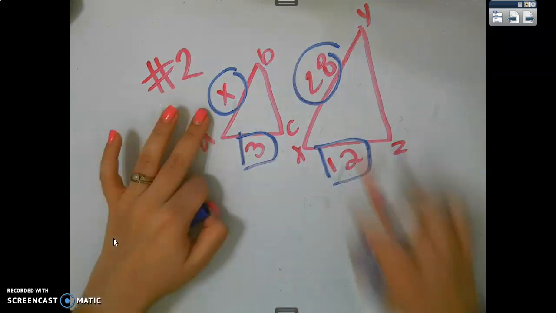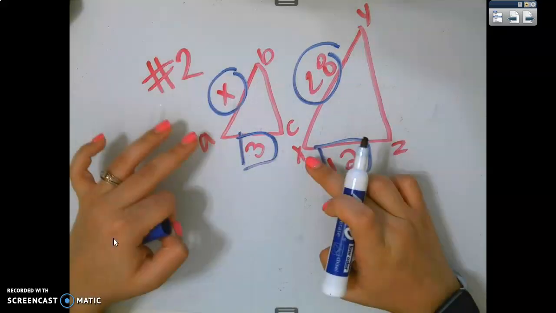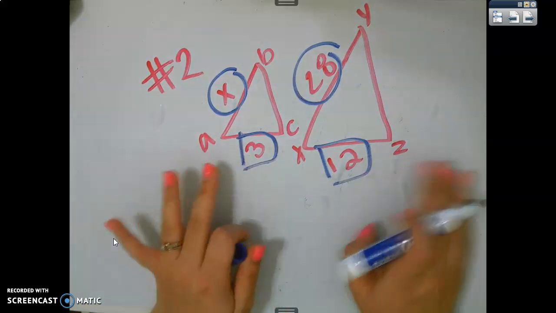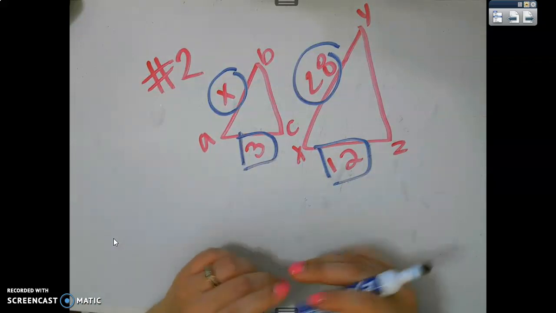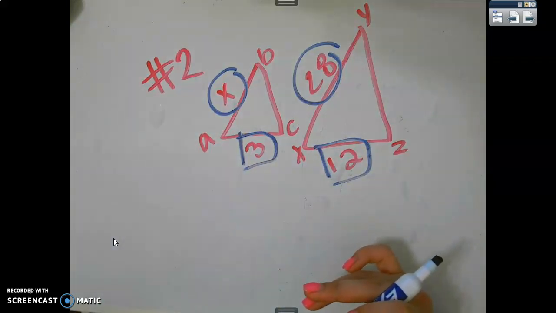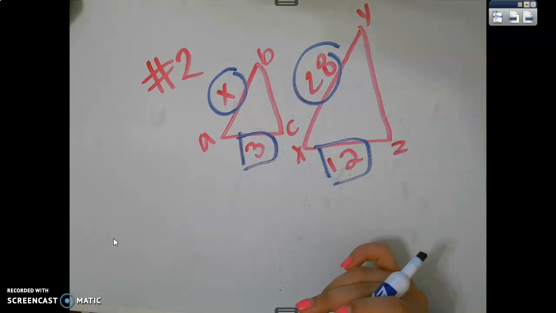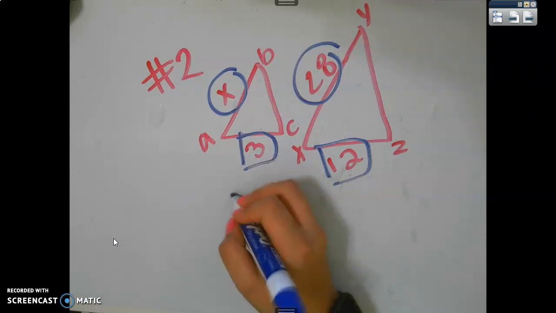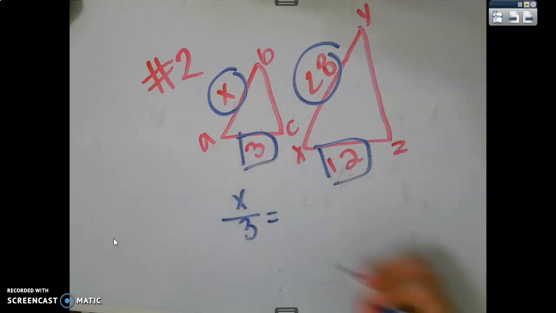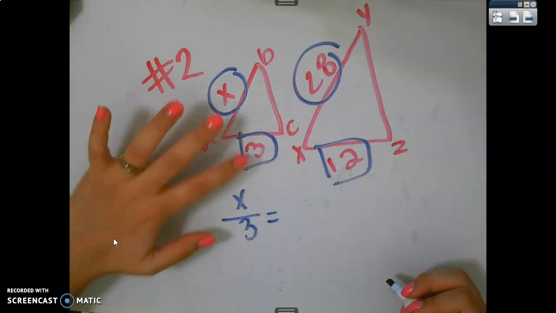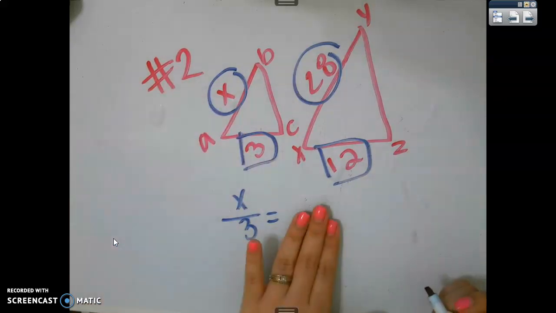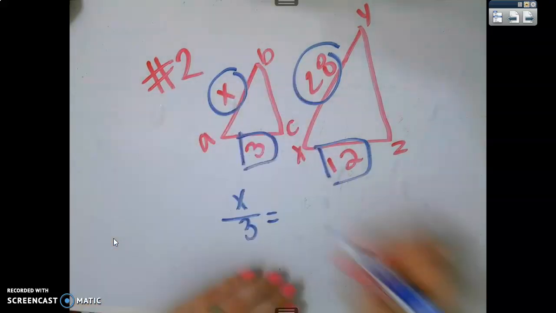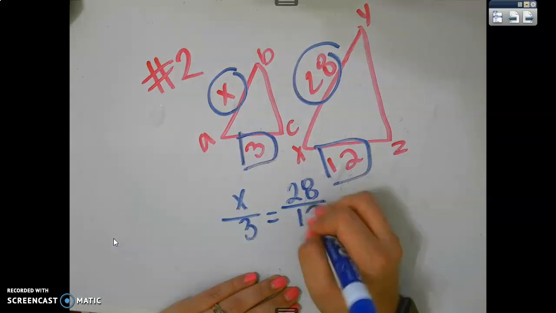Now you have your circle, circle, meaning that these two sides match, and then you have your square, square, meaning that these two sides match. They're corresponding sides, okay? Remember that they have to have the same scale factor. They will have a proportional relationship. I'm going to set it up as x over 3 on one side. Because I set it up as x over 3 on one side, on the other side it also has to be circle over square. So 28 over 12, okay?